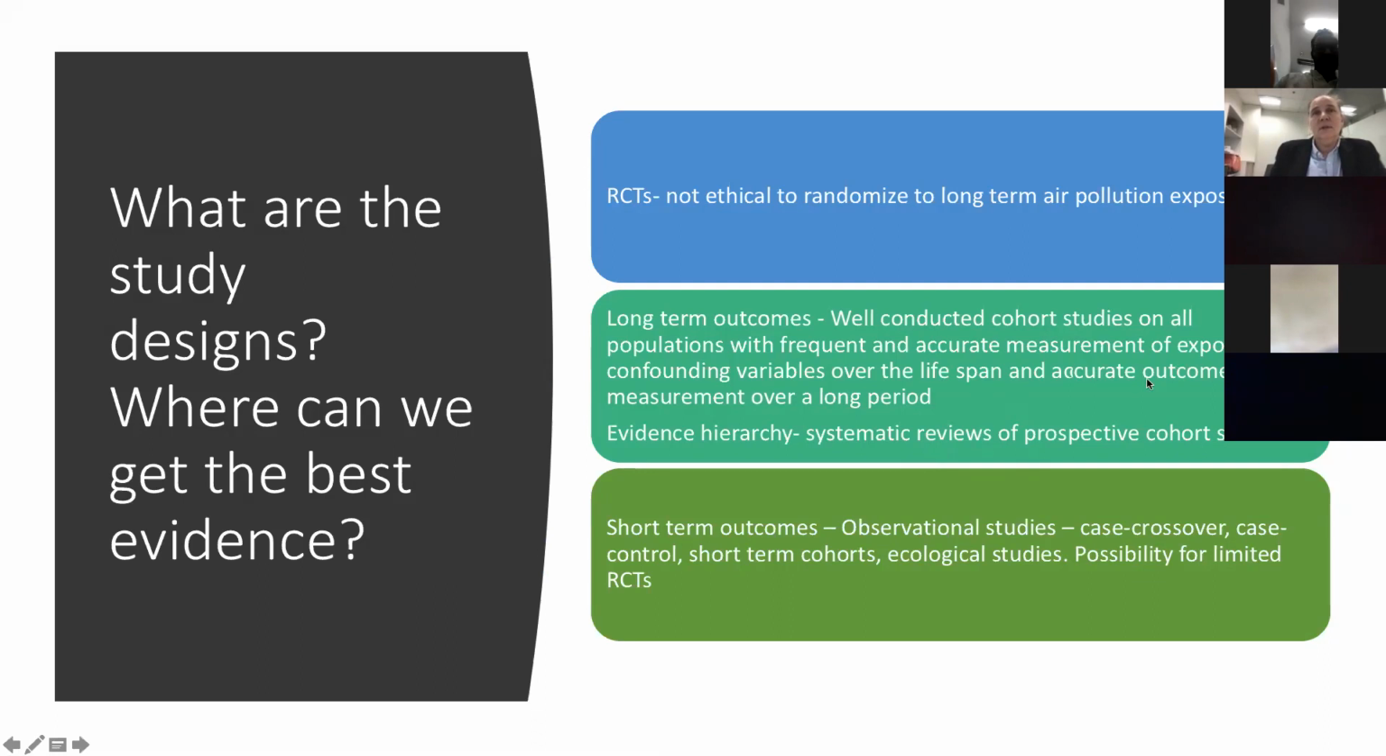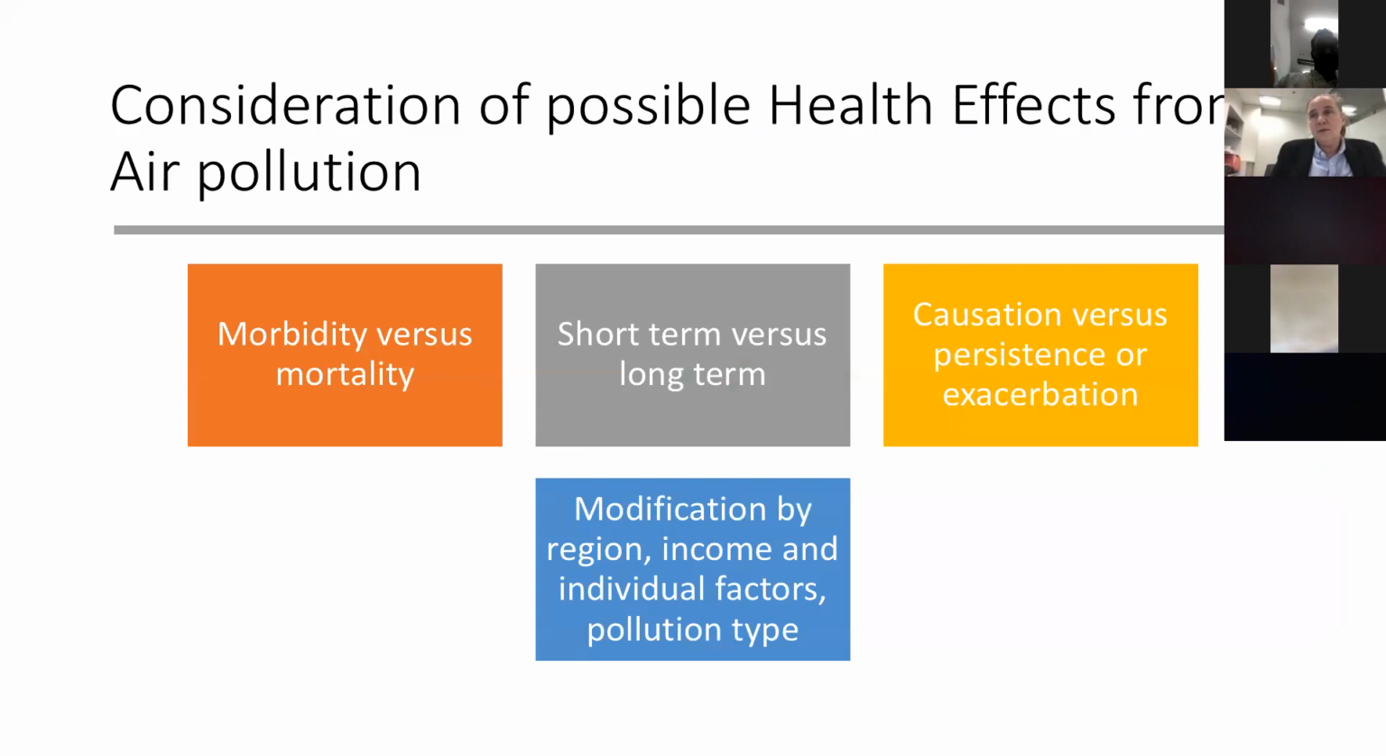In terms of short-term outcomes, we have a little bit more latitude. Again, largely observational studies, short-term cohorts, ecological studies, case control studies. But there's also a possibility for limited RCTs to be done in this space. What other considerations are there of the literature in this association? So there are many other considerations that we have to think about.